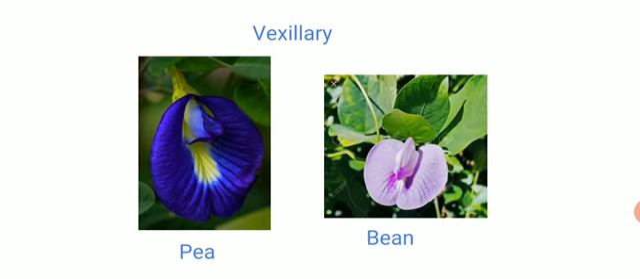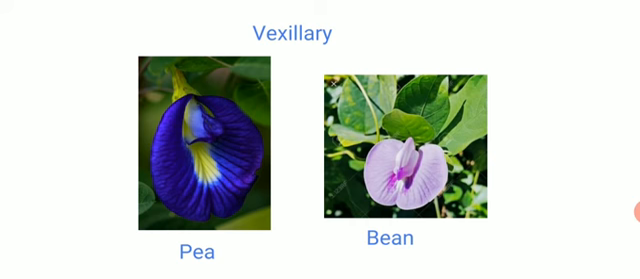Now coming to the last one, vexillary aestivation. So in pea flowers as well as bean flowers, the shape and size of the petals is very important. The larger one is called the standard, then a little bit smaller than that are called wings, and the last two, which are fixed or united with each other, are known as keel.